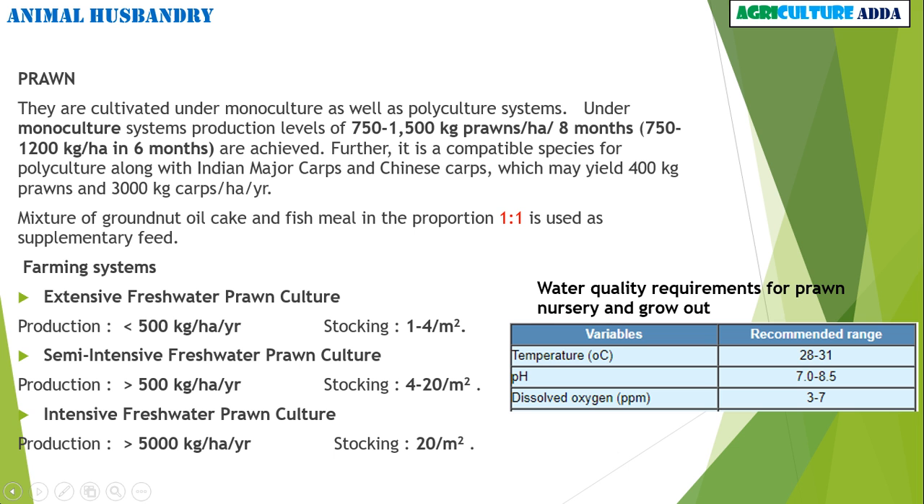And inside there is one table, that is water quality requirements for prawn nursery and growth. That is, temperature required is 28 to 31 degrees Celsius, and the pH is 7 to 8.5, and dissolved oxygen is 3 to 7 ppm.